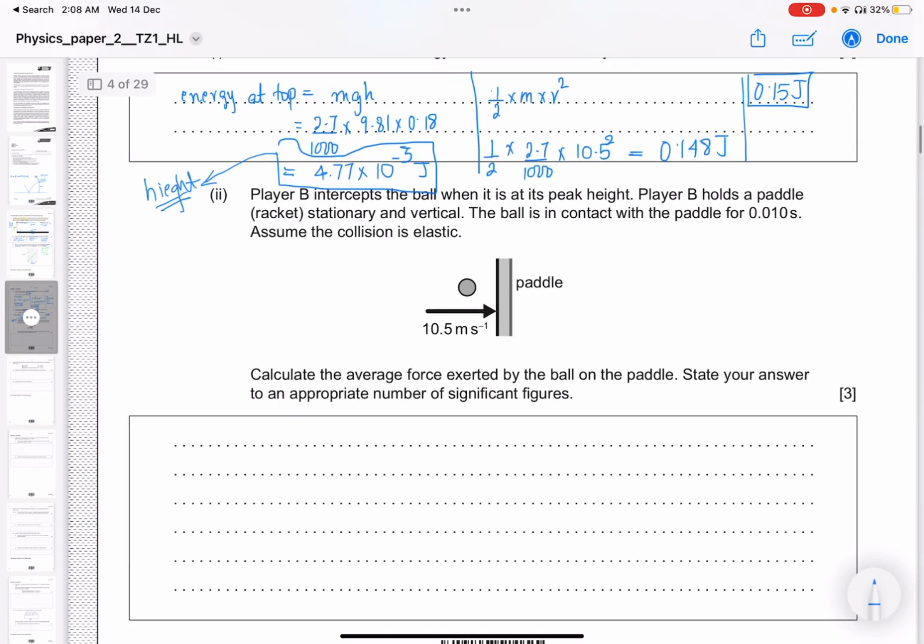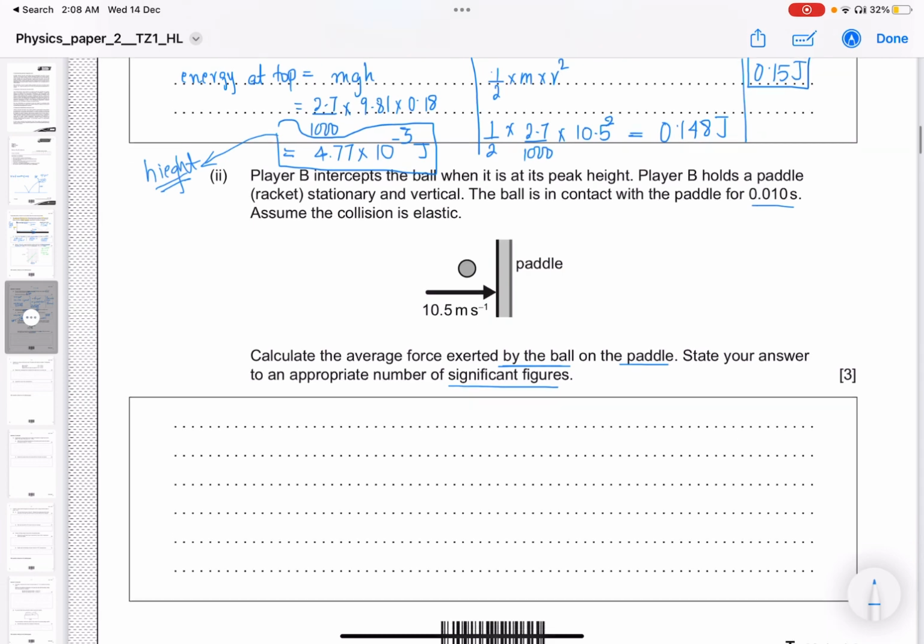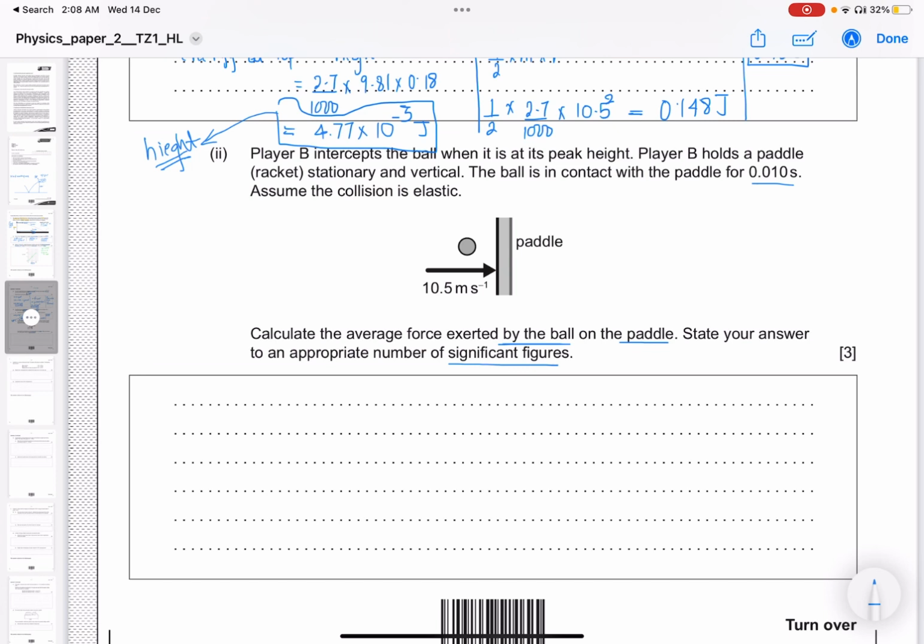Finally, calculate the average force exerted by the ball on the paddle. State your answer to an appropriate number of significant figures. Player B intercepts the ball when it is at its peak height. Player B holds a paddle, a racket, stationary and vertical. The ball is in contact with the paddle for 0.01 seconds. Assume the collision is elastic. Calculate the average force exerted by the ball on the paddle.